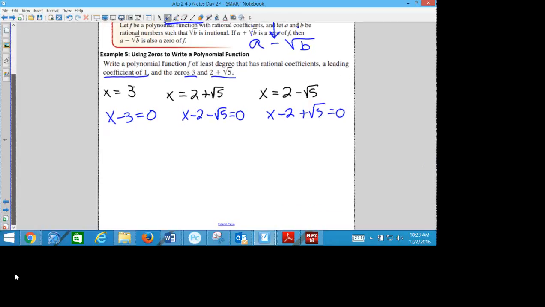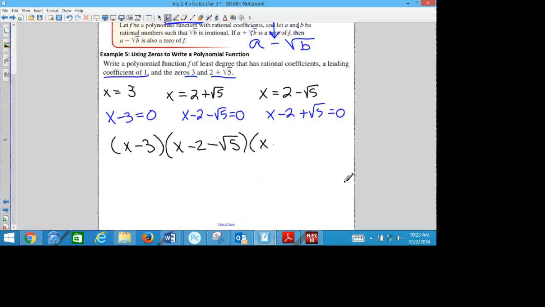Write as factors. So my first factor is x minus 3. My second factor is x minus 2 minus radical 5. My third factor is x minus 2 plus radical 5. So there are 3 factors. What's the degree of this polynomial going to be? To the third degree. It's going to be to the third. Exactly.